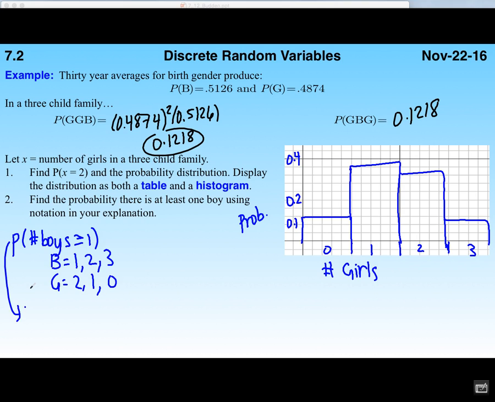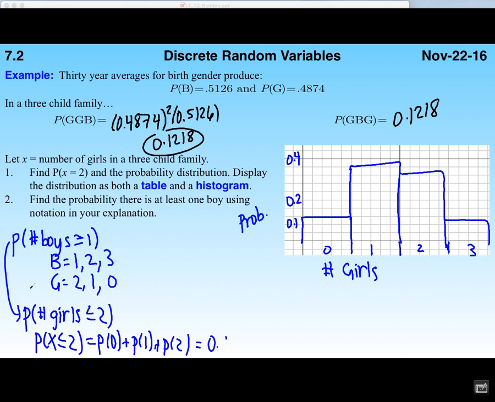So instead of writing it like this, I'm going to look for the probability that the number of girls is less than or equal to 2. In our notation, that's the probability that X is less than or equal to 2. So that's the probability of 0, plus the probability of 1, plus the probability of 2, all of which were in the table. When you add those up, you get 0.8842. So 0.8842 is the probability that there's at least 1 boy.